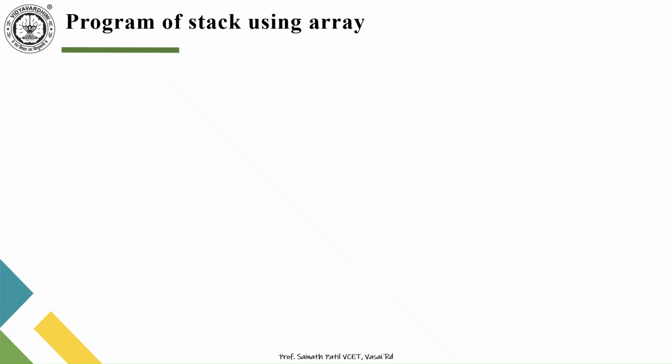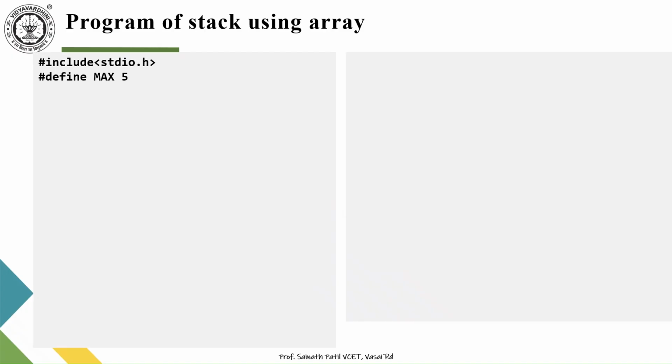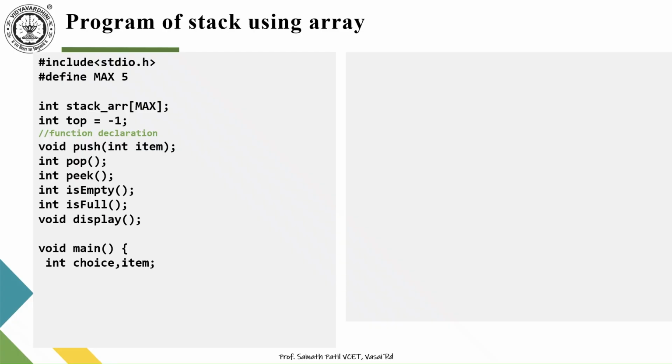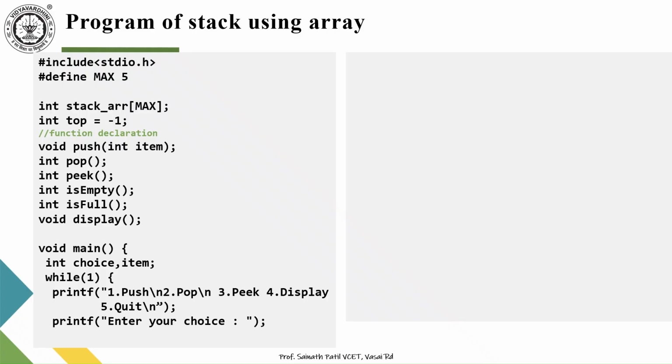So using all these functions, the final program can be written like this. C program, max is equal to 5 or 10, stack array, top is equal to -1, and function declarations push, pop, peek, is empty, is full, and display. Then in void main, we use choice and item. While 1, that means a continuous while loop, we write 1 to push, 2 to pop, 3 to peek, 4 to display, and 5 to quit.